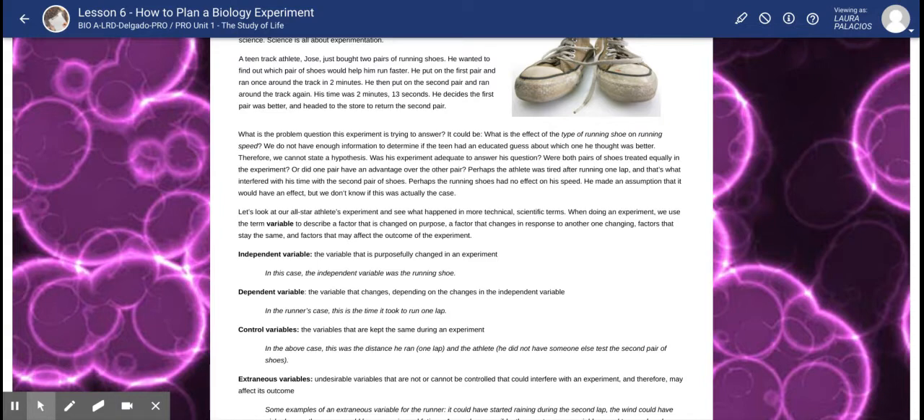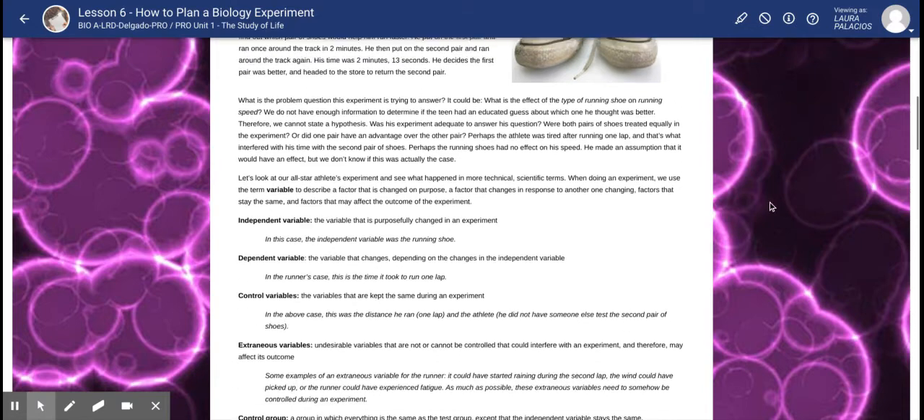Let's look at our all-star athlete's experiment and see what happened with more technical scientific terms. When doing an experiment, we use the word variable to describe a factor that is changed on purpose, a factor that changes in response to another one changing, factors that stay the same, and factors that may affect the outcome of the experiment.